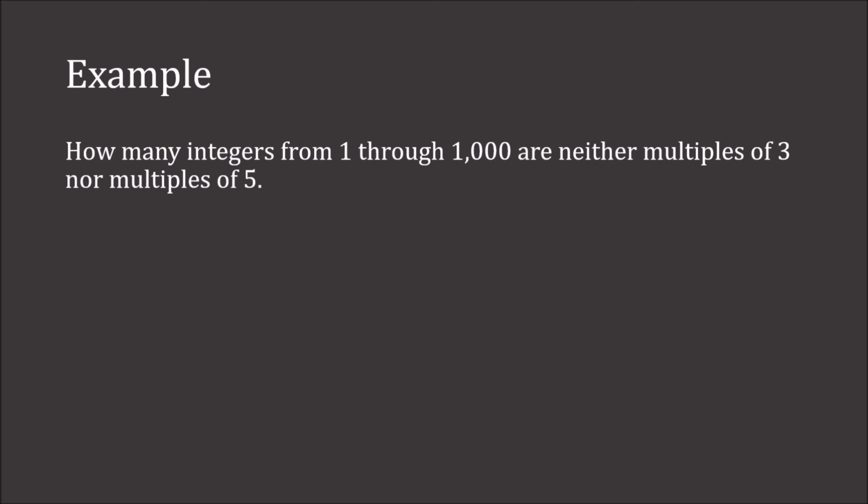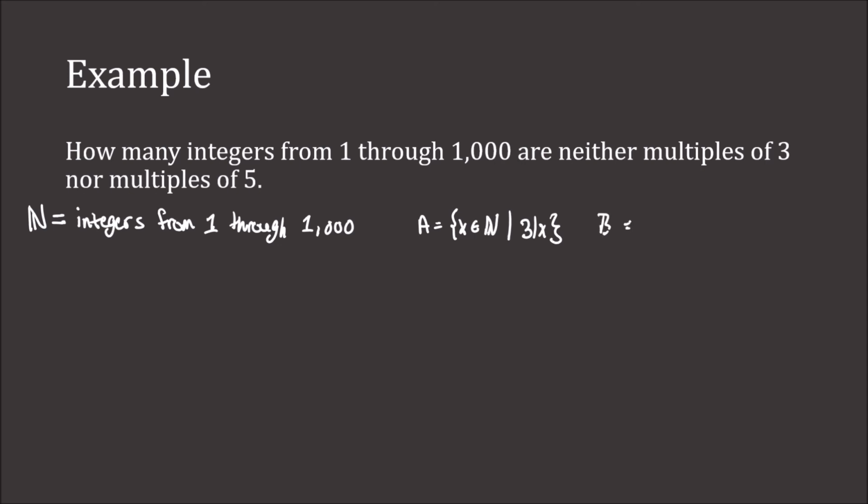And we conclude with this example. How many integers from 1 through 1,000 are neither multiples of 3 nor multiples of 5? All right, so for simplicity, let's denote n to be integers from 1 through 1,000. Then we'll let A be the set of numbers in n such that 3 divides it. And we'll say B is that of numbers in n such that 5 divides it.